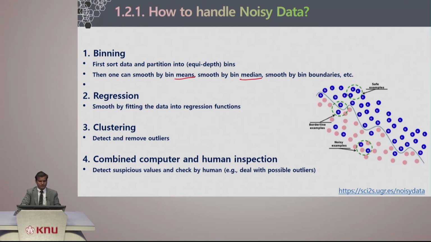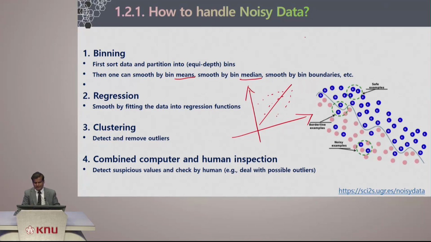You can also use the regression method, smoothing by fitting the data into a regression function. And you know what a regression is? When you have a group of data points, you are trying to find the line that fits all the data points, the regression function, by which you can smoothen. You can also use clustering, by which you can detect and remove the outliers. Once you cluster out the similar data, the other data will be present outside, which means that that is noisy data.